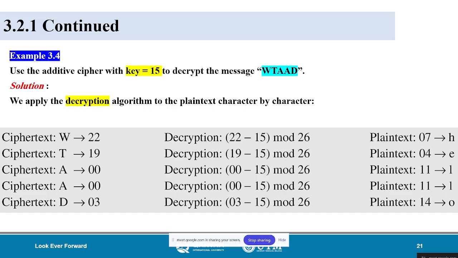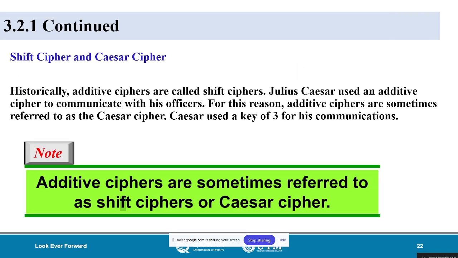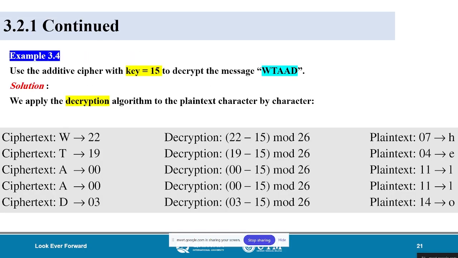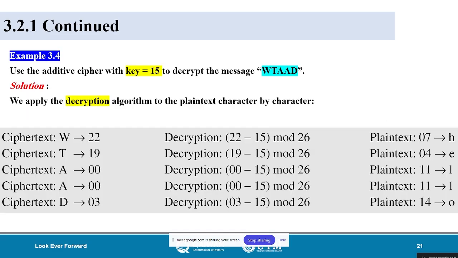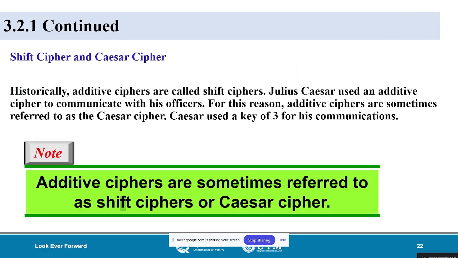Now, if there's no question, we will go to the shift cipher. No question? Okay. No, thank you, Doctor. You're welcome, Mr. Bashar. I called you actually. I wanted to see if you have any question or something. Actually, I was watching, but I didn't hear you. You didn't hear. Okay, no problem.